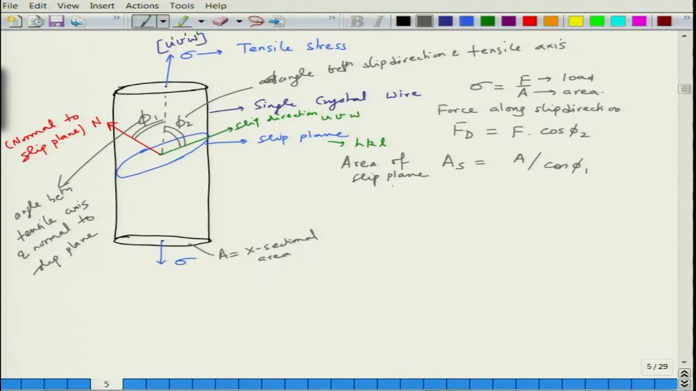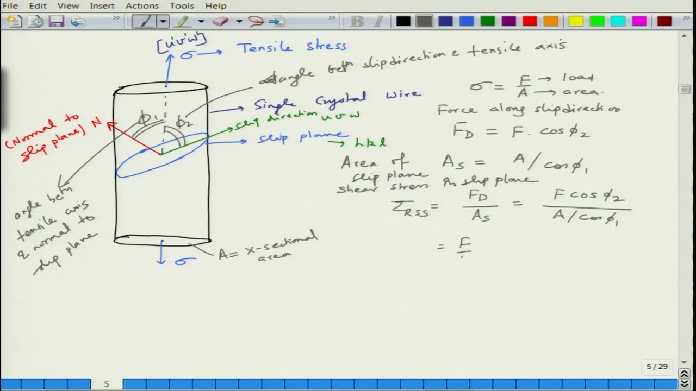Okay. So if that is the case, then the resolved shear stress, which is the shear stress in the slip plane, will be equal to the force along the direction of slip divided by the area of the slip plane. This is F cos phi 2 divided by A divided by cos phi 1. So this will be F divided by A into cos phi 1 into cos phi 2, or it will be sigma into cos phi 1 cos phi 2. This is the resolved shear stress in a slip plane when a tensile stress is applied to the wire.